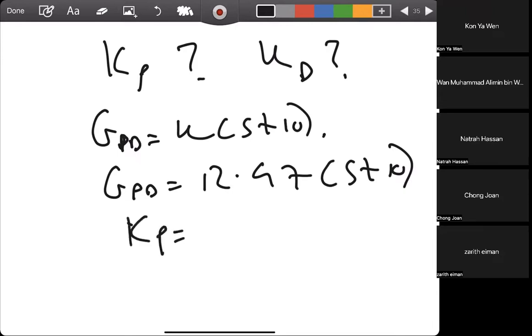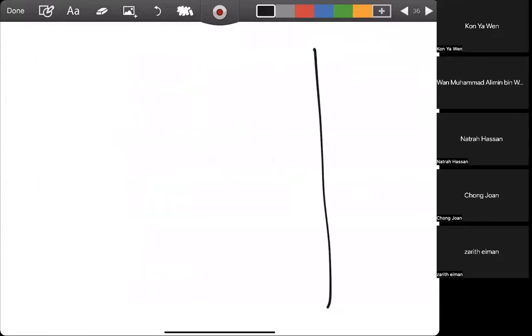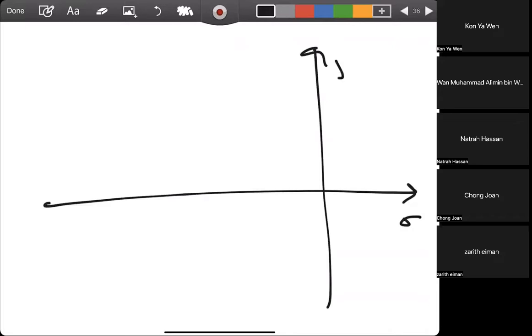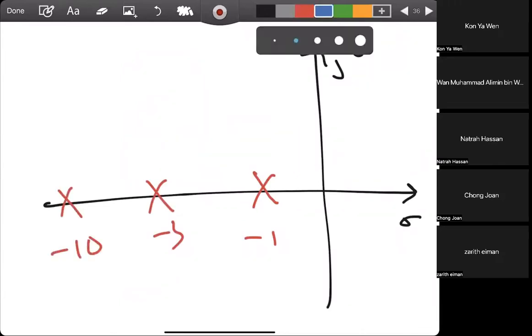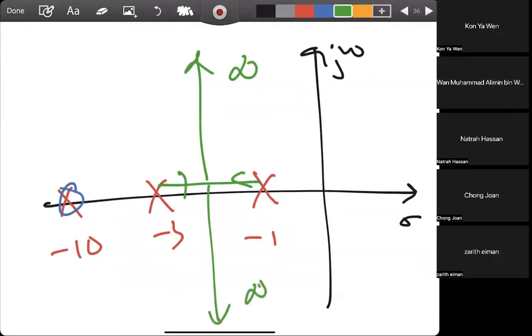So KP is 12.97. KD is equal to 12.97 multiplied by 10, 129.7. And finally, the plotting. The locus has changed, no longer curvy, straight, because the pole and zero have cancelled each other.